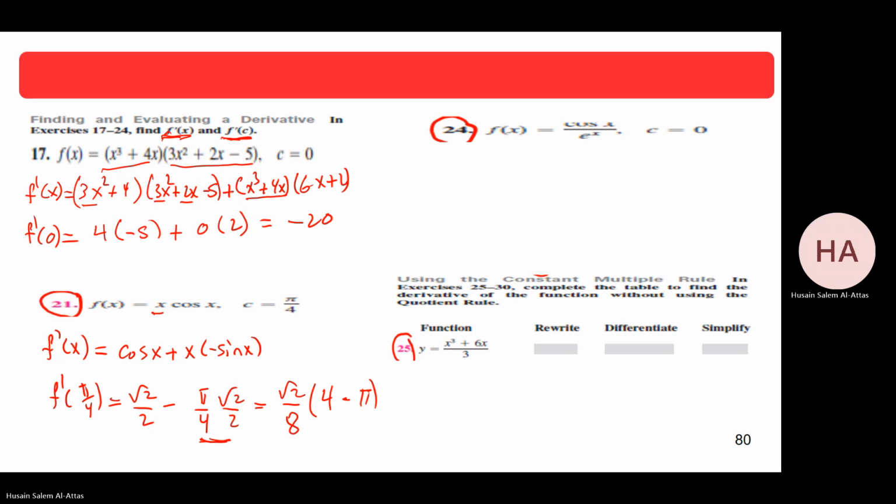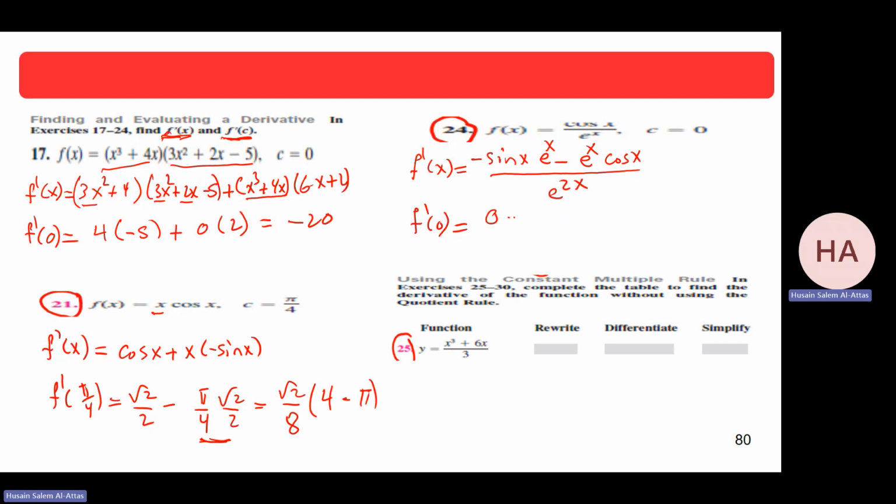24. Do the derivative. F prime will be what? Derivative of the numerator, minus sine x, times the denominator, minus the derivative of the denominator times cosine x, over e to x. Now we need to find f prime at 0. That will give you minus sine 0, that is 0, minus e to the power 0, which is 1, cosine 0, also 1, over e to the power 0. So the answer is minus 1.